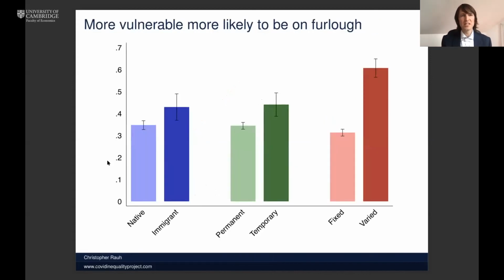But this is not equally distributed across people. So again, more vulnerable people are more likely to be furloughed. For instance, immigrants are more likely to be furloughed than natives. People on temporary contracts are more likely to be furloughed than people on permanent contracts. And again, those on varying hour contracts are more likely to be furloughed than those on fixed hour contracts.